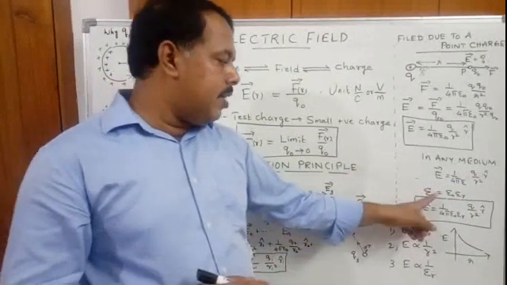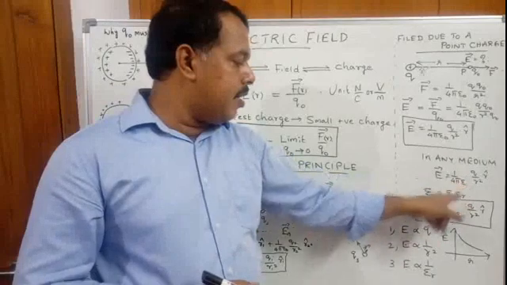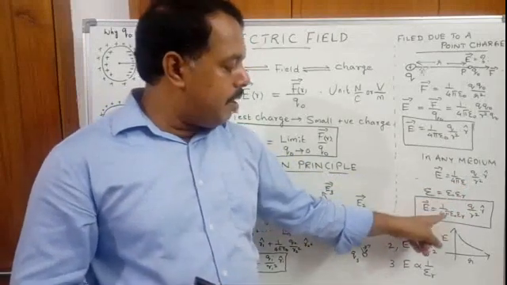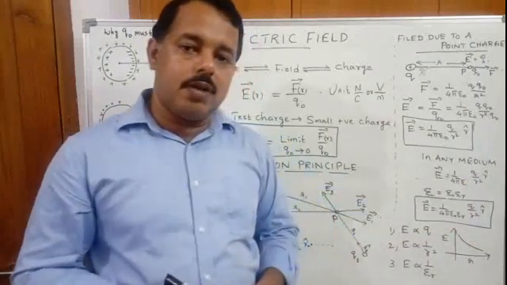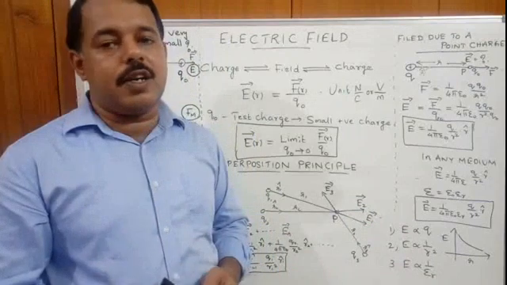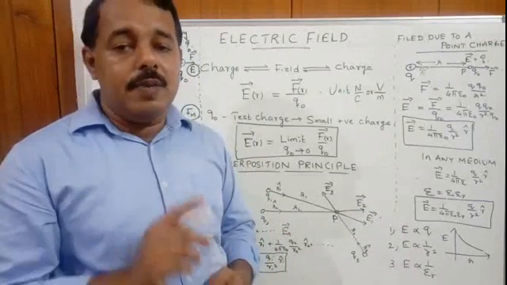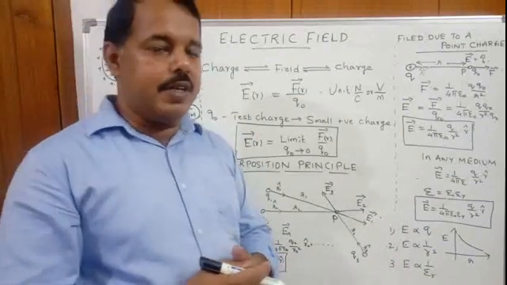Now we already studied that ε = ε0 εr. Substituting here, we will get E = 1/(4πε0 εr) Q/R² into r. And that equation can be considered as a general equation for electric field intensity at any point irrespective of the medium. It is applicable for all mediums.